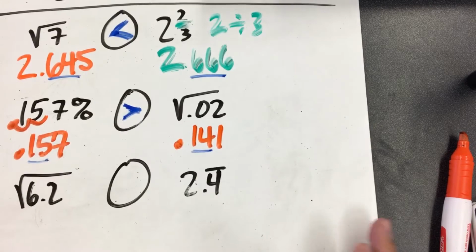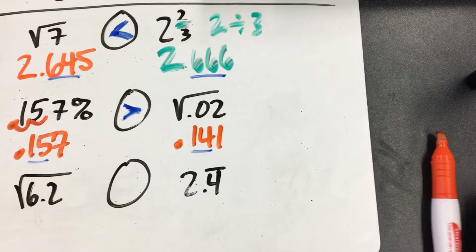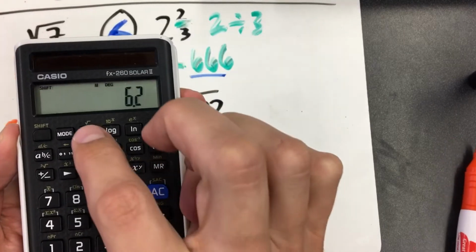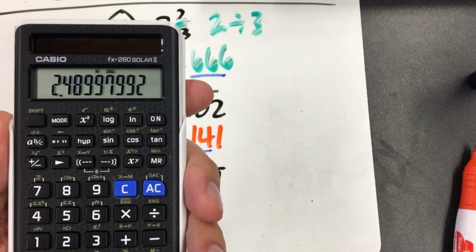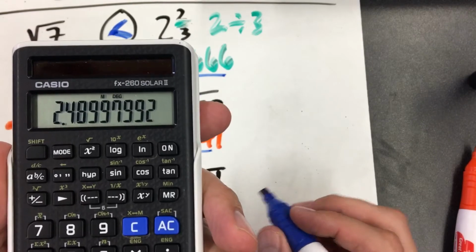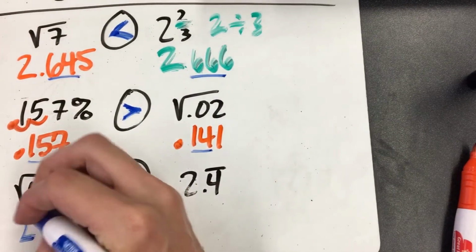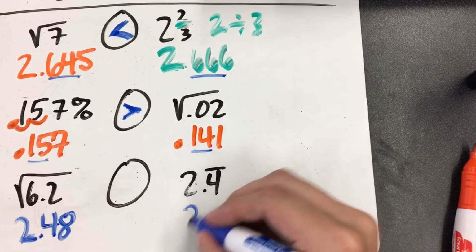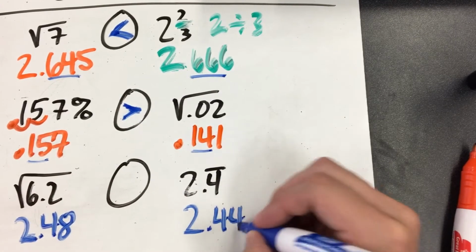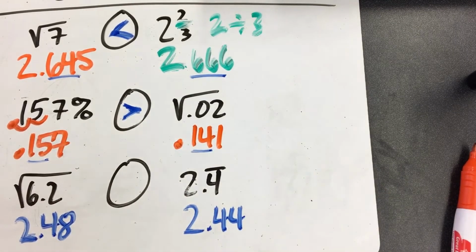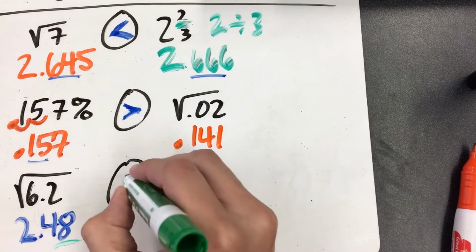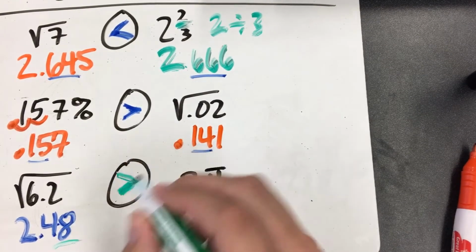And then down here, 6.2 with a square root. I have no idea what that is, but that's fine because I have a calculator. 6.2 square root, look what I get: 2.489997, blah, blah, blah. I'm just going to put 2.48. And then now look at this one, 2.4 with a repeating bar. Isn't that just going to be 2.44444444 forever? So what's bigger, 2.48 or 2.44? Obviously 48 is more than 44, and so we want to go with 48 on this one, greater than.